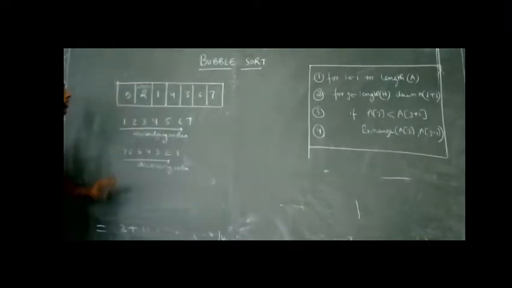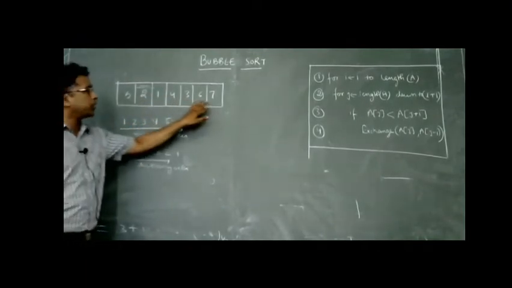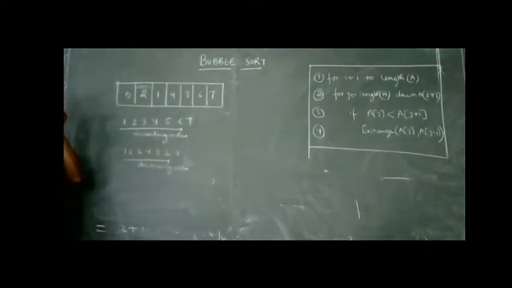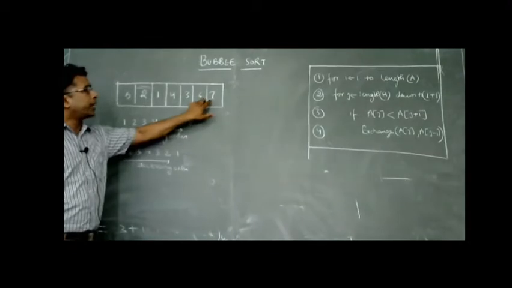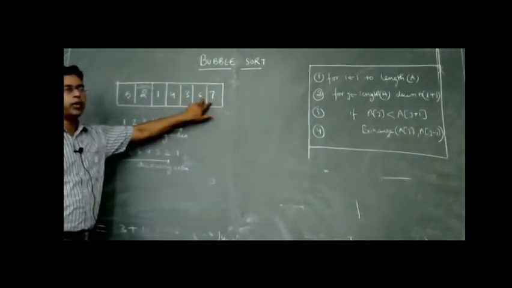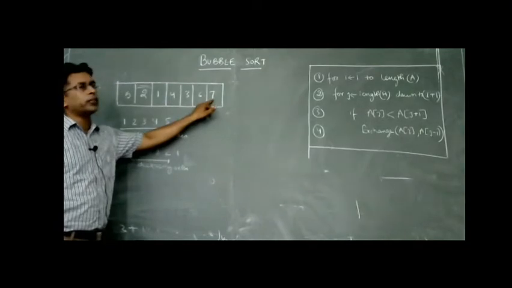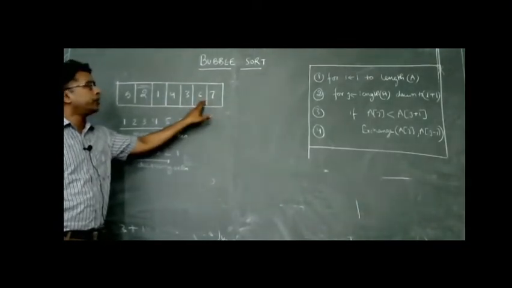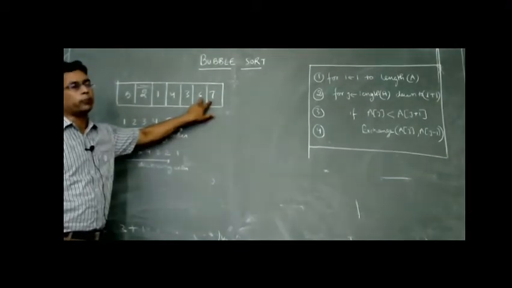Like in this way, there are 7 elements which are arranged in an array. For arranging this array, we start from the very right end and check whether the two consecutive elements are in proper order or not. We check that element 6 is smaller than 7. If the left hand side element is smaller than the right hand side element, then we do not perform the swap operation.